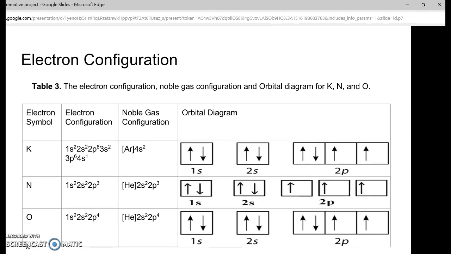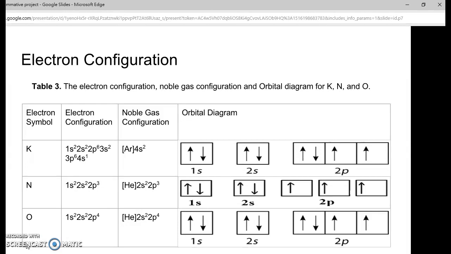Then we are going to talk about the electron configuration, noble gas configuration, and orbital diagram for K, N, and O, the components of potassium nitrate. When writing the unshortened electron configuration, we count the total number of electrons in the element, then follow the electron configuration chart to write. After each letter, we write the number of electrons in the orbital in exponent form.